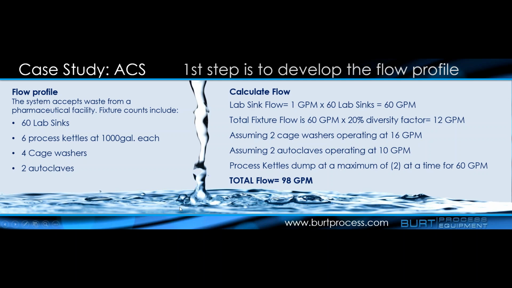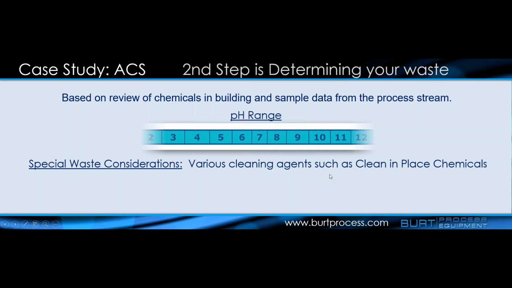So again, looking at our example here, 1 GPM times 60 labs, 60 gallons per minute, 20% diversity. We end up with 12 GPM, 16 GPM per cage washer, and then looking at 2 kettle dumps at 60 gallons per minute, we end up with a 98 GPM flow rate coming into our system.